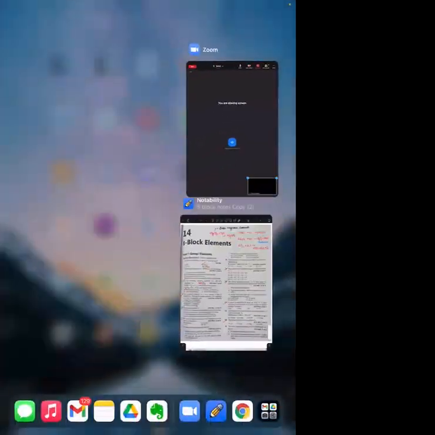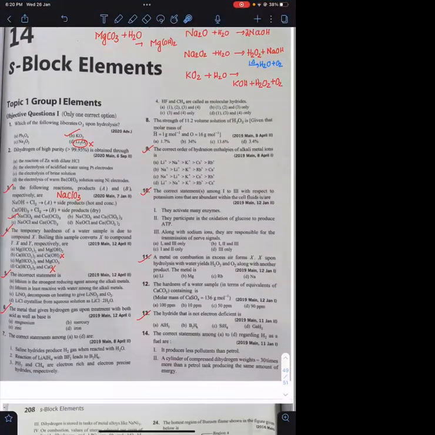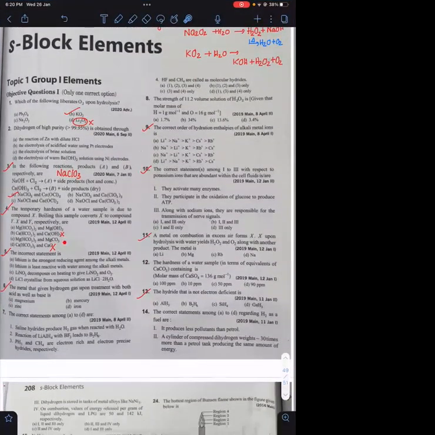Yes, sir. Okay. Here in the options you have option C, which is MgCO3. You may be tempted to mark that option because MgCO3 will be formed. But MgCO3 being soluble, it converts into Mg(OH)2. Okay, it converts into Mg(OH)2.